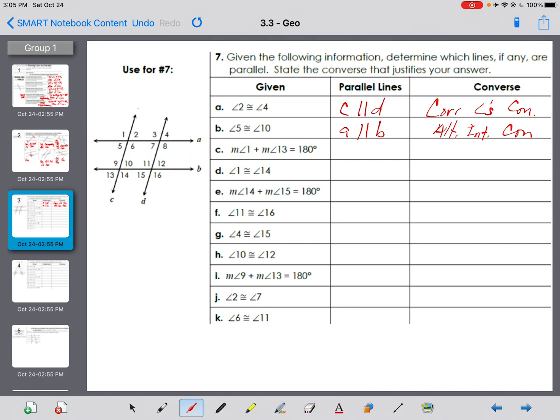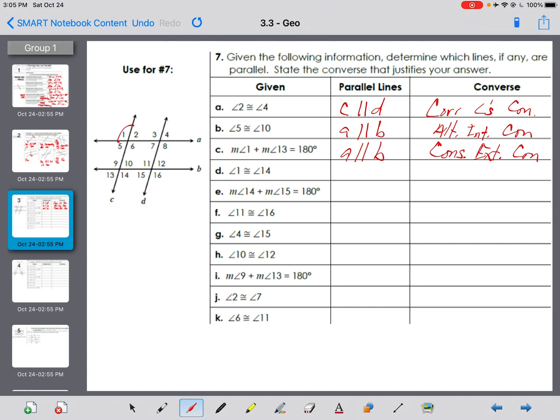Okay. Measure of angle 1 and measure of angle 13. 1 plus 13 makes 180. Those are consecutive exteriors for lines A and B. So we'd say A is parallel to B, and that's the consecutive exterior converse.